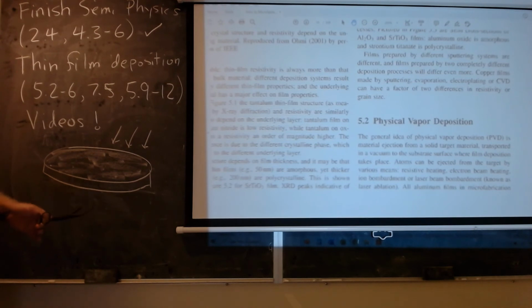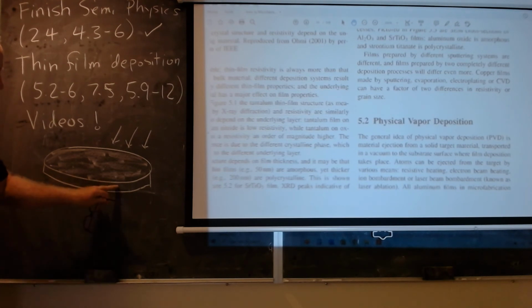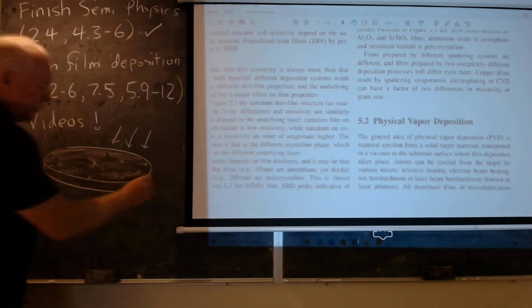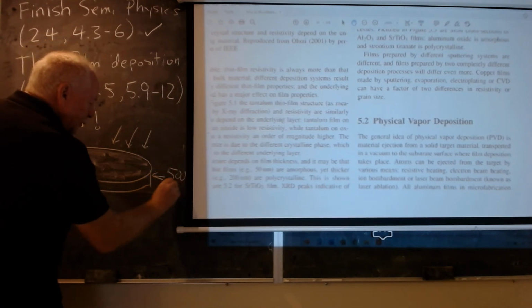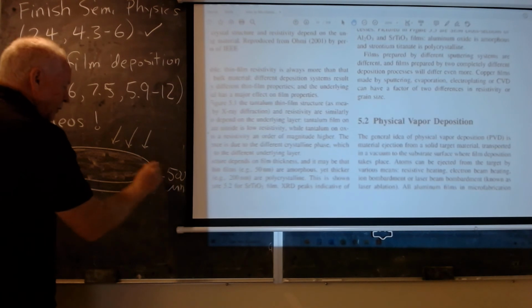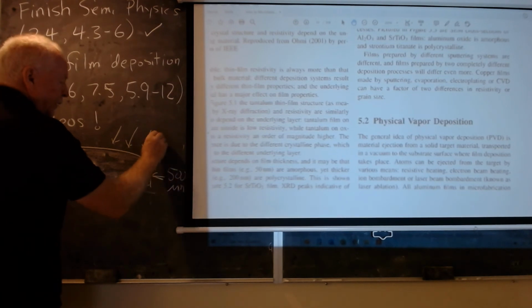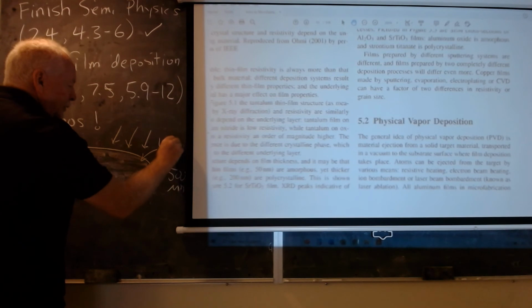Now, there are various ways of depositing a thin film. First of all, what do we mean by thin? Well, a thin film might be a micron thick. Recall a micron is one millionth of a meter. The wafer itself may be 500 microns, and the thin film may be 1 to 10 microns.